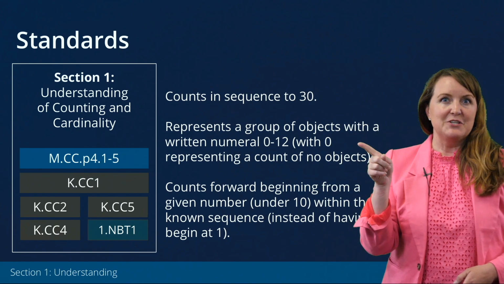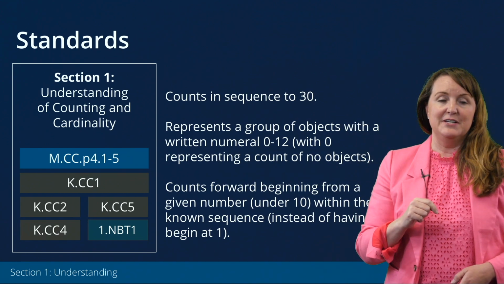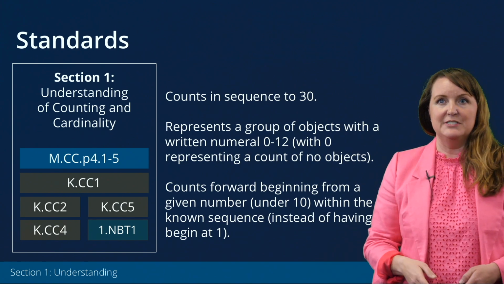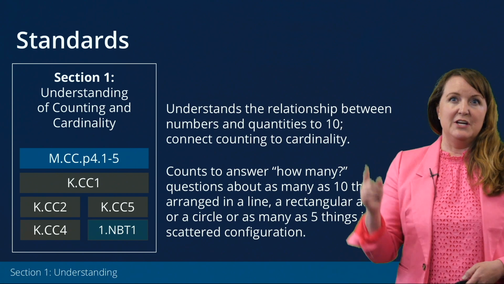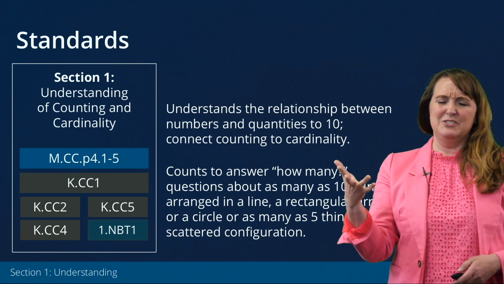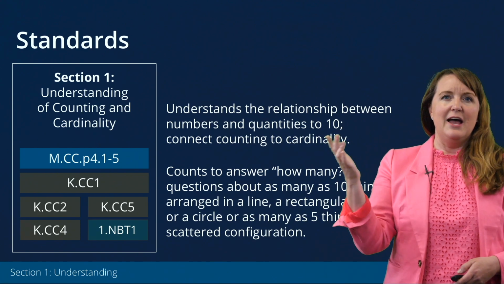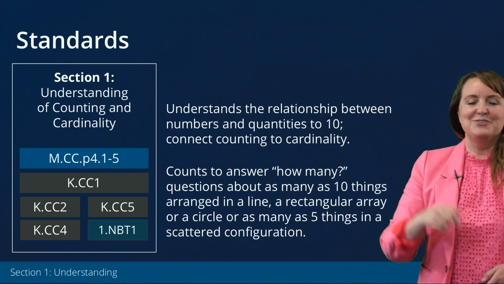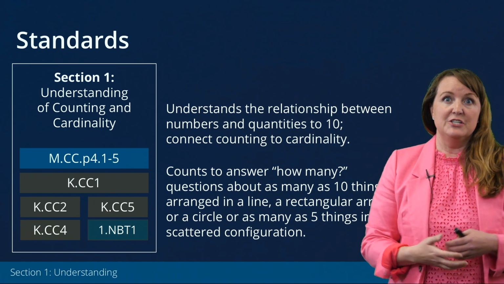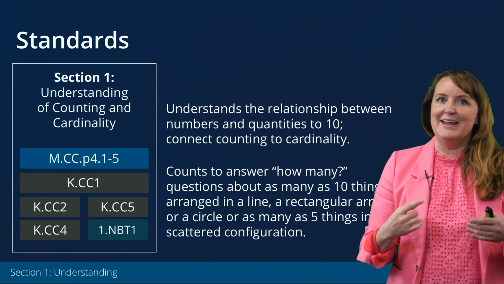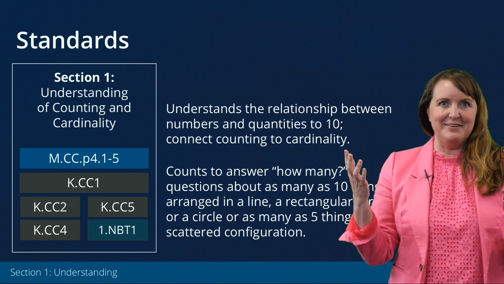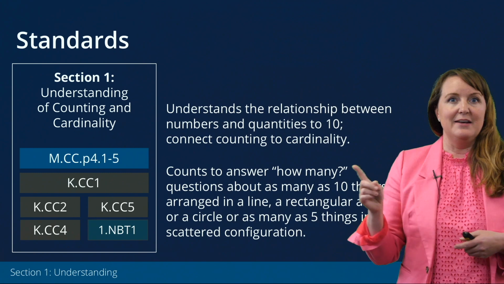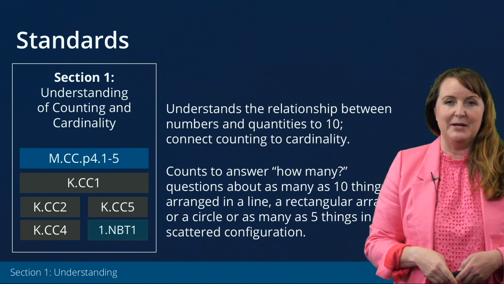They're supposed to represent groups of objects, so this involves counting, and they're supposed to count forward, beginning with a given number under 10. This is actually still in preschool, I'm sorry. As we move into preschool, that's the standards 4 and 5 right there. Students are expected to understand relationships between numbers and quantities and connect counting to cardinality. And they're expected to answer how many when counting objects in a set. That how many is related to cardinality.